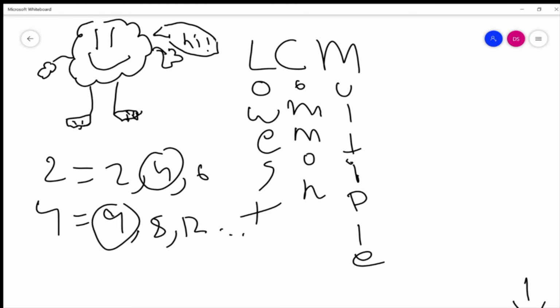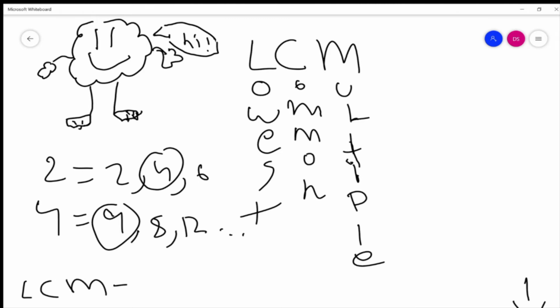But one thing that we have to keep in mind is that we have to stop at a certain point because there are an infinite number of multiples and we cannot list all of them. So we have to stop when we come across the first common multiple between the two or more numbers.